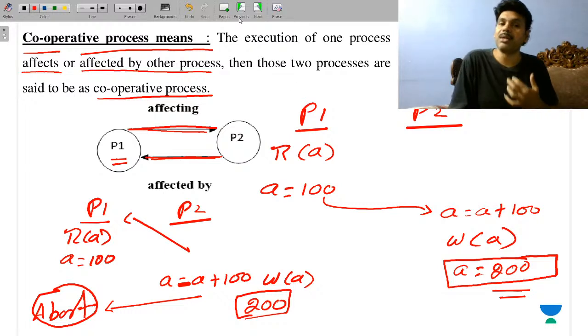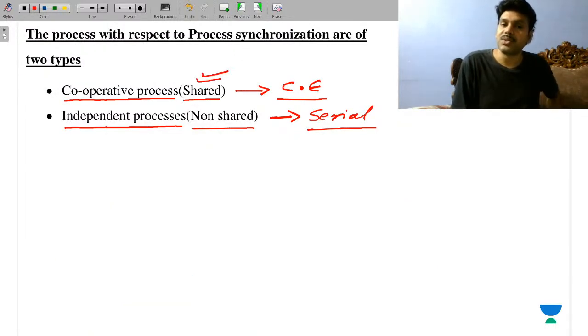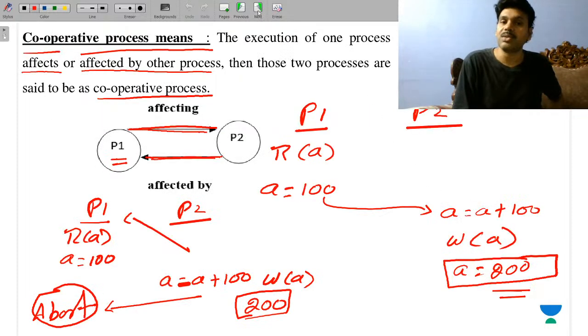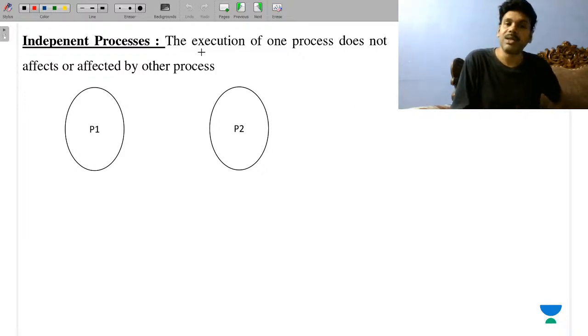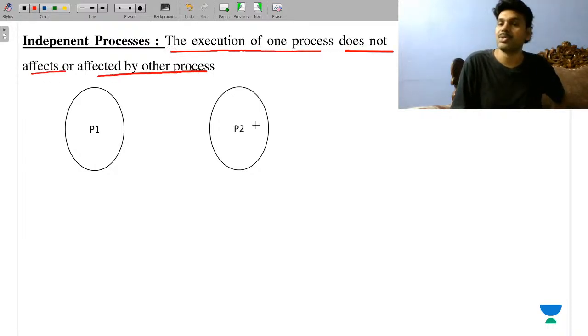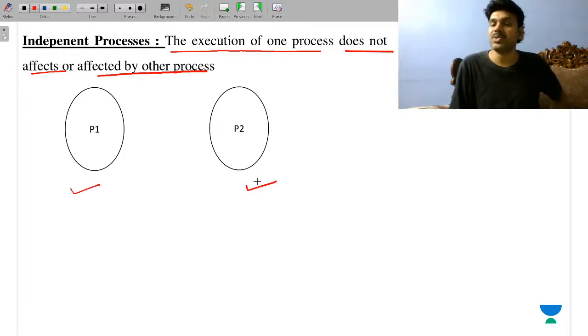This is applicable only for shared resources. In the event of non-shared resources, we are not going to do like this, because two threads are executed independently or separately, and nobody knows about others. So the execution of one process does not affect or get affected by other processes. P1 is executed alone and P2 is executed alone. Nobody knows about that because they are not accessing any kind of shared resources here. I will execute myself, you execute yourself. That's the concept of independent processes.